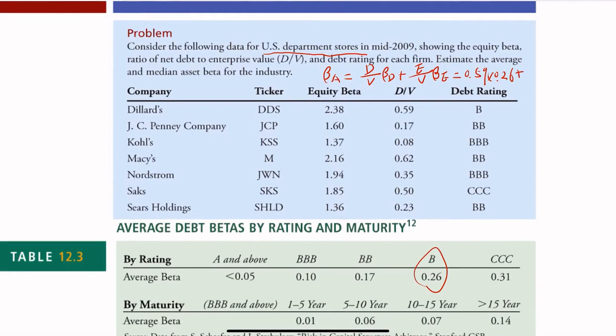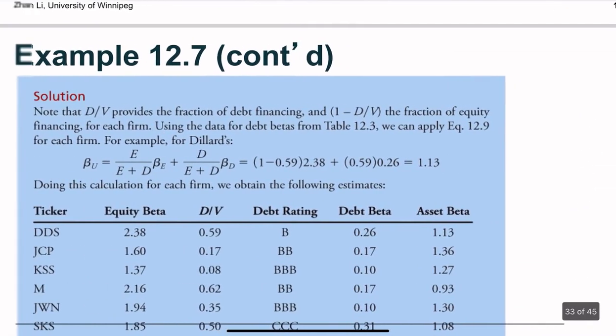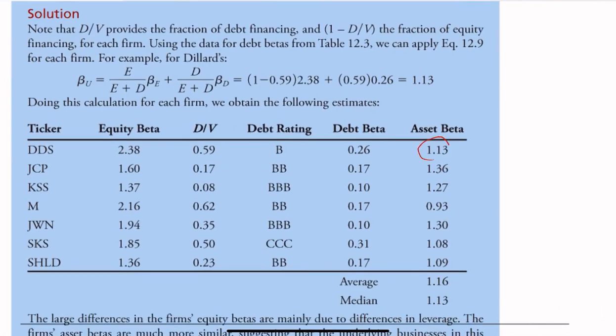Now, if the portfolio weight of debt divided by debt plus equity equals 0.59, then E divided by debt plus equity should be 1 minus 0.59, right? So this should be 0.41. Now times beta of equity. Well, this is obviously given: 2.38. So this gives us a number of 1.13.